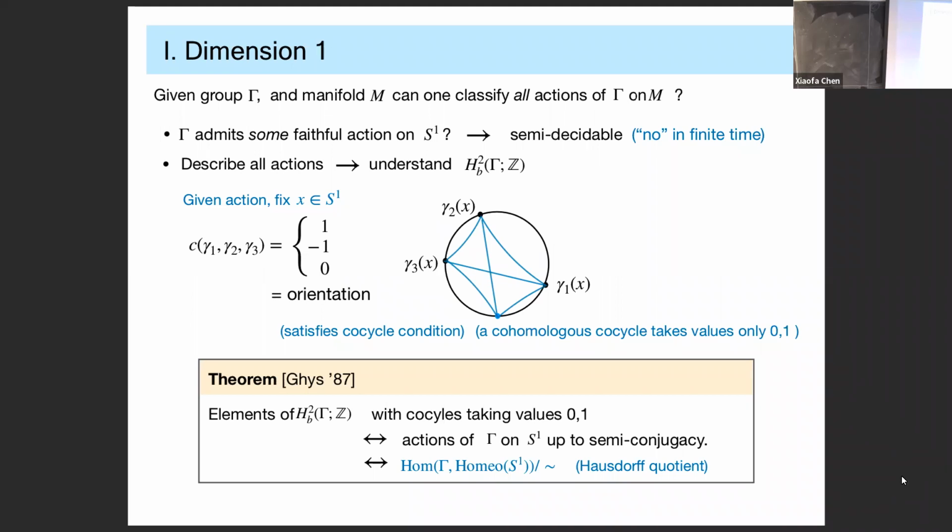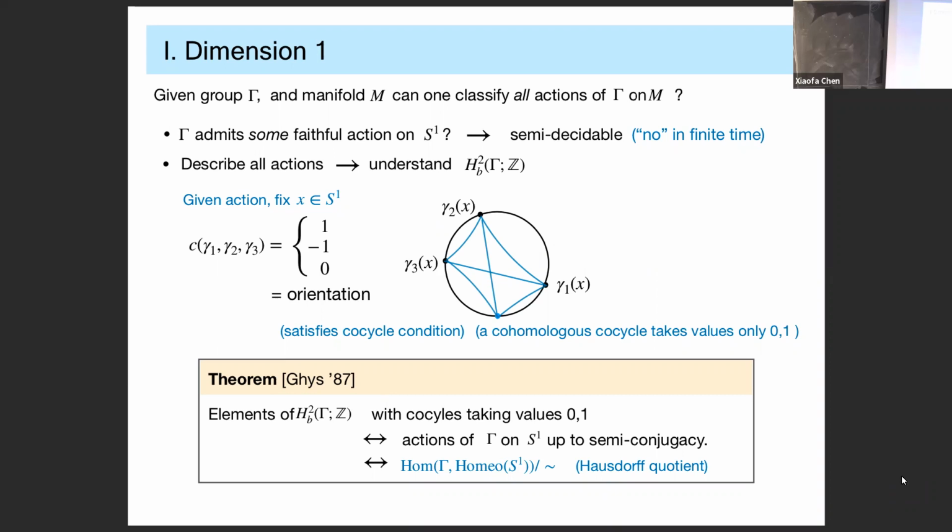And FNG showed that actually this machinery is exactly describing all possible actions of a group on the circle. Okay. So elements of second bounded cohomology, these types of functions modulo coboundaries that admit cocycle representatives taking only the values of 0 and 1, are in one-to-one correspondence with actions of your group on the circle up to semi-conjugacy, that relation I had on my first slide where you're allowed to collapse down intervals in some kind of equivariant way.